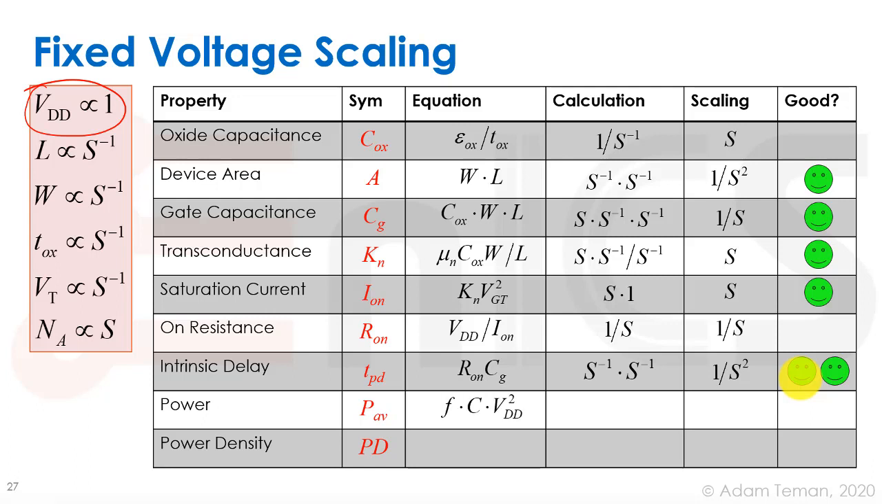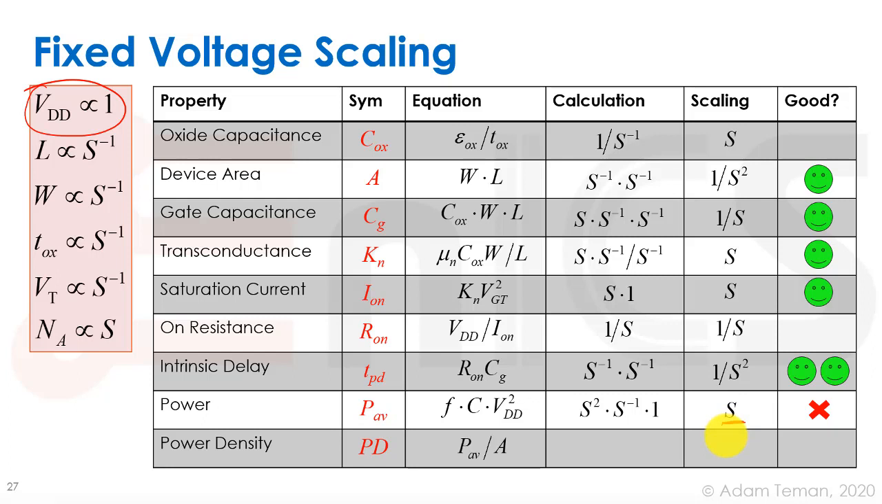However, when we look at the power, we have F C VDD squared, and now F is S squared because it's 1 over the TPD, right? C is S to the minus 1, and VDD doesn't scale, so it stays at 1. That means that our power now actually increases by S, and that's not too good. Okay, but when we look at our power density, we have a huge problem.